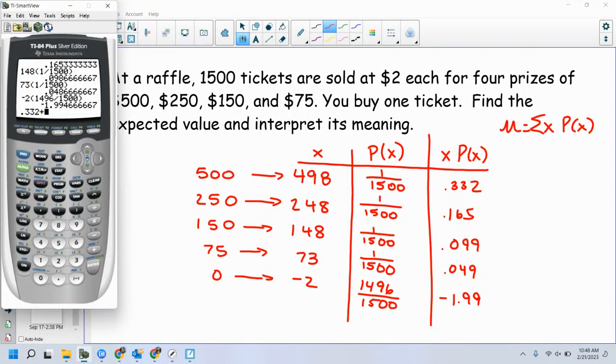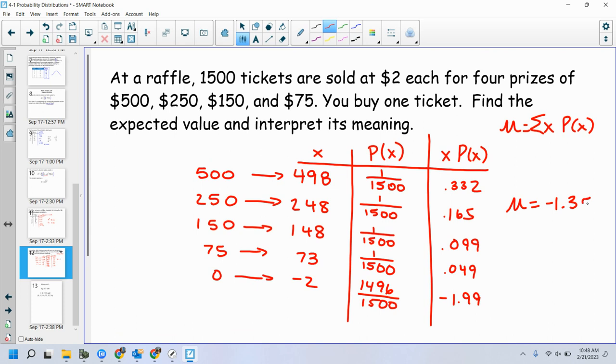So the expected value is 0.332 plus 0.165, plus 0.099, plus 0.049, plus -1.99. Right, so for every ticket I purchase, I'm losing $1.35. For every ticket I purchase that costs $2, I'm losing $1.35. And that factors in all the amounts that I could win too.